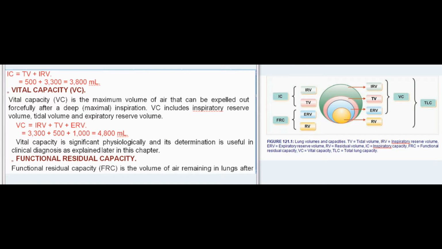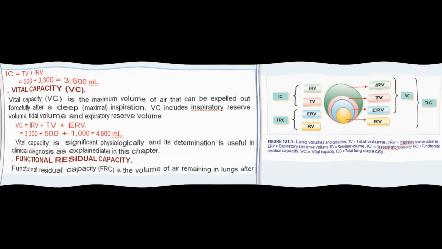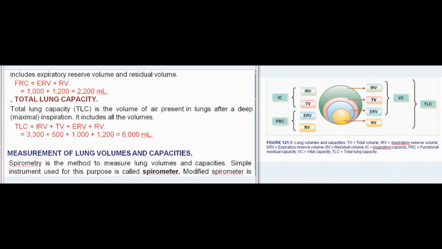Functional residual capacity. Functional residual capacity, FRC, is the volume of air remaining in lungs after normal expiration, after normal tidal expiration. Functional residual capacity includes expiratory reserve volume and residual volume. FRC equals ERV plus RV equals 1000 plus 1200 equals 2200 ml.